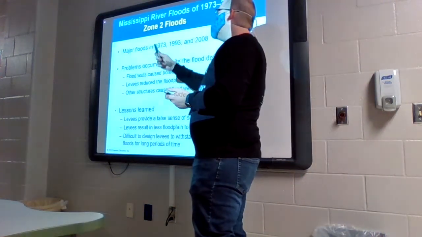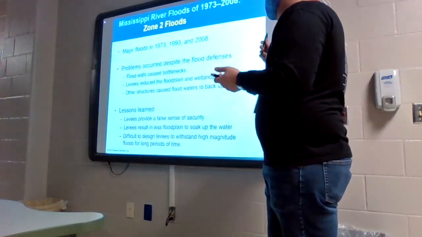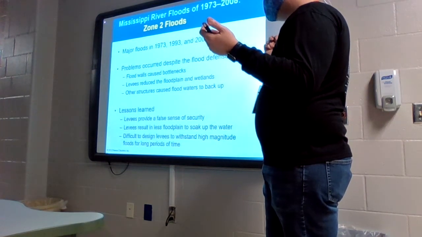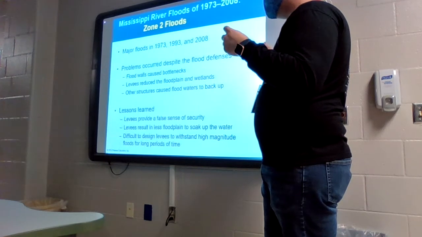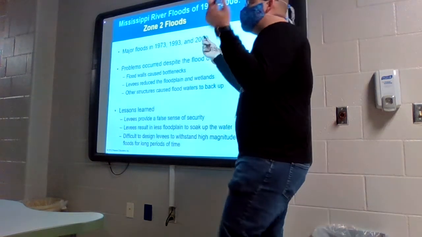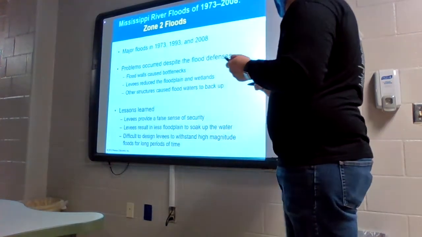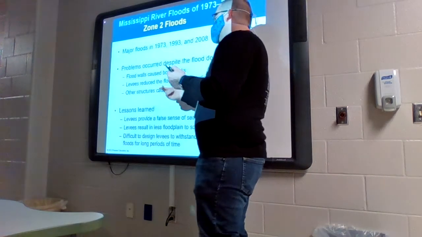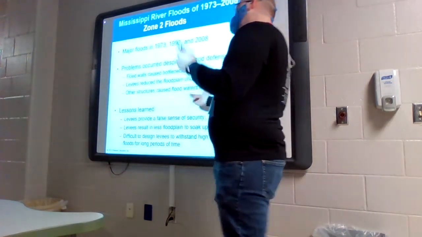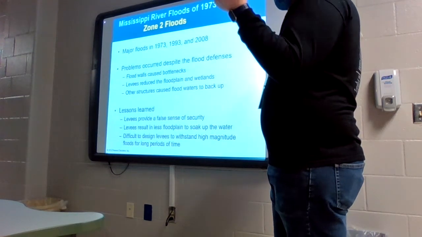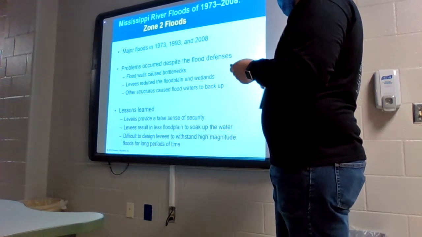So 1973, 1993, 2008, roughly 15, 20 years on each one. So not even like a 100-year flood, more like a 15, 20-year flood, and they get pretty big. So problems occurred despite flood defenses. They had flood walls and bottlenecks. They had levees. They do all the stuff. We try to keep it in control. But at a certain point, it's just going to be too much water.